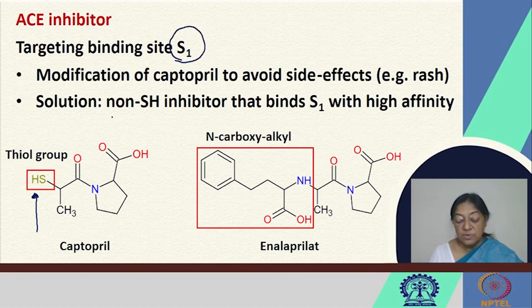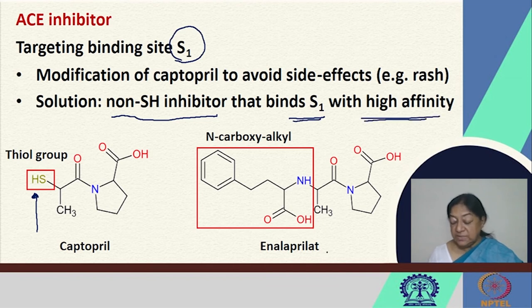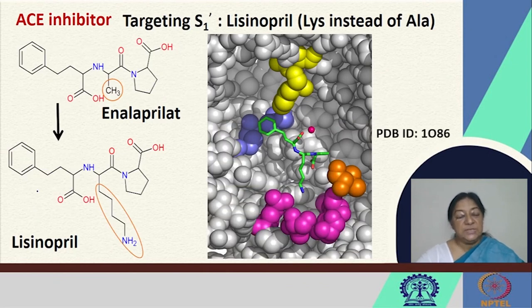So the solution was to develop a non-SH inhibitor that bound to S1 with high affinity. So in this case, this resulted in the development of enalaprilat, which had the capability of binding to zinc but did not have the thiol group present. Further modifications led to the development of lisinopril, which had a lysine residue present here in the active site of the protein, where this methyl group for alanine was replaced with a lysine group.